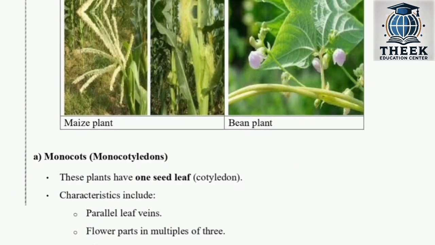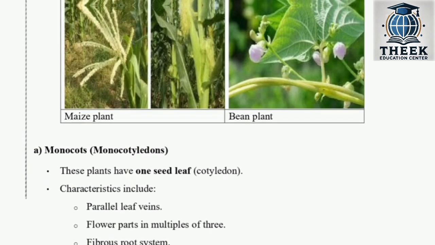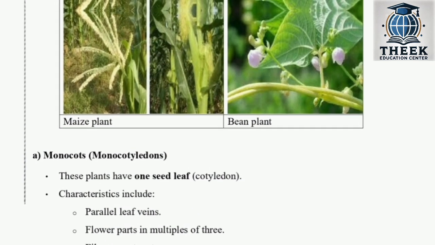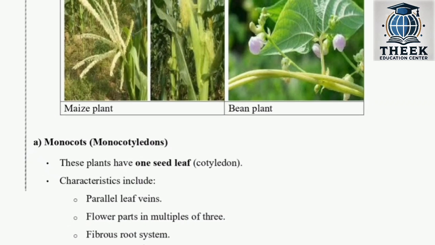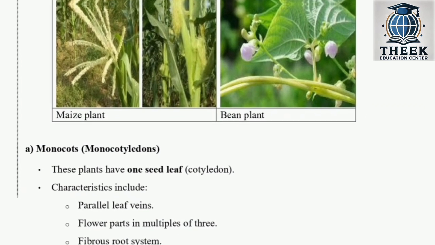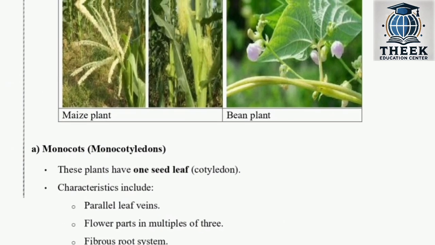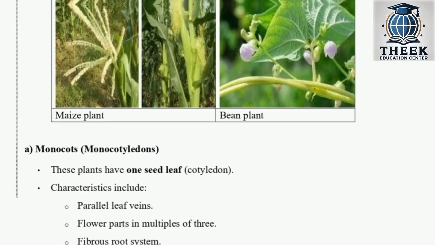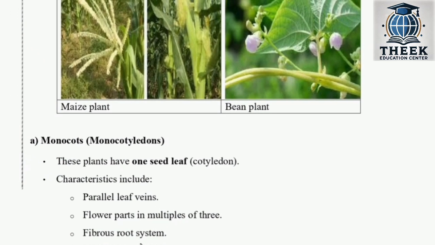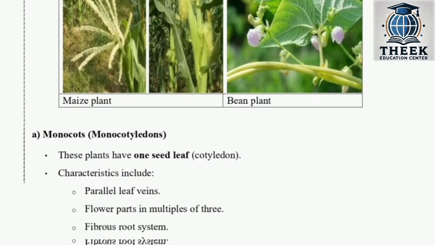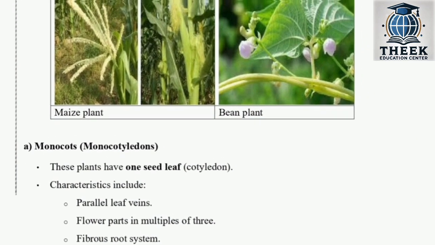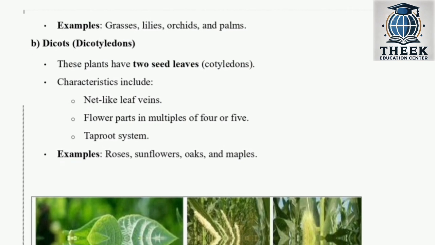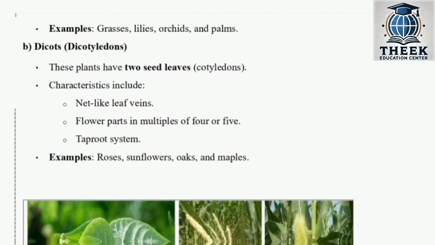What are the major characteristics of monocots? Number one, parallel leaf veins. Two, flower parts in multiples of 3. Number 3, a fibrous root system. A good example here, if you look at maize and other monocots, is that they have a fibrous root system.